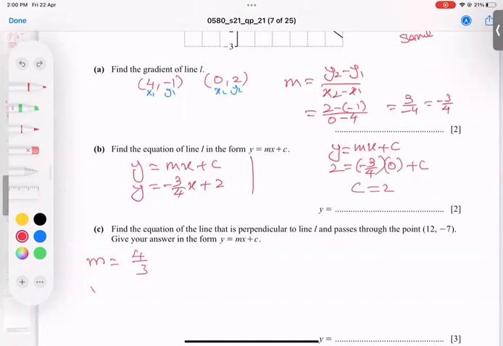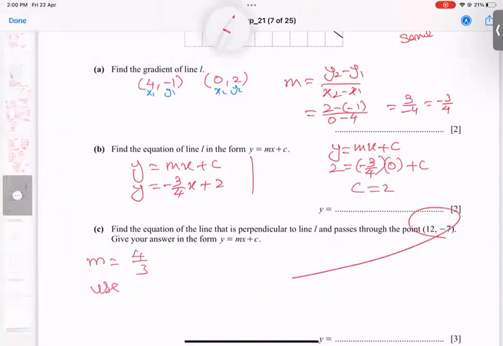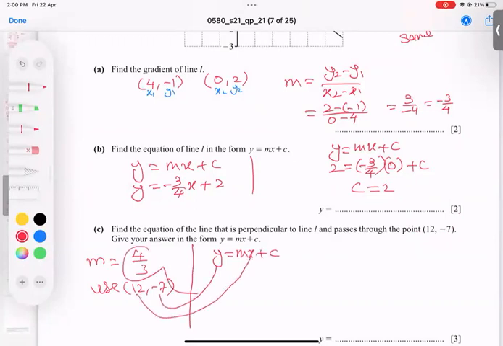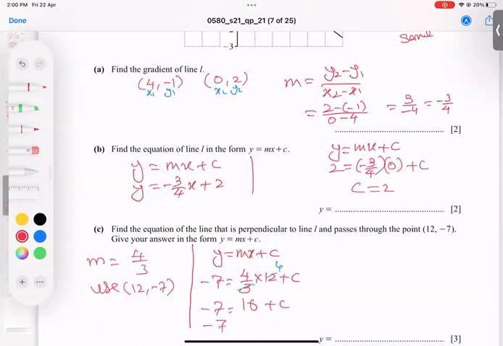Now I'm using this, and I'm using this point given by him. Make sure you don't use any other point by mistake. y equals mx plus c. This will go in the place of y, this will go in the place of x, and this will go in the place of m, one by one. So -7 equals 4 over 3 times 12 plus c. This 3 and 12 cancel. 4 times 4 is 16, you know it. And 16 plus c. So -7 and -16.